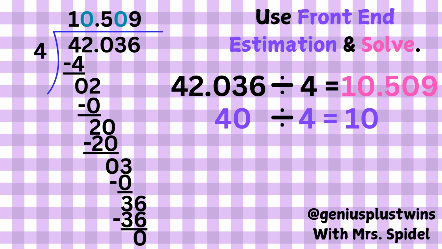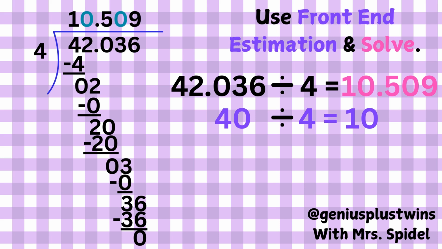Now that I have my estimate using front-end estimation, I can simply divide and solve to find the exact answer. When I do that, it is key that I remember to place the decimal in the answer directly above from where it is in the question. When I do that, my exact answer will be 10.509. That's very close to what my estimate was.